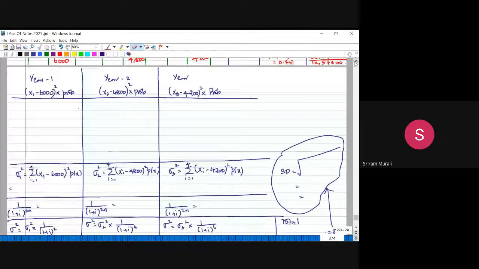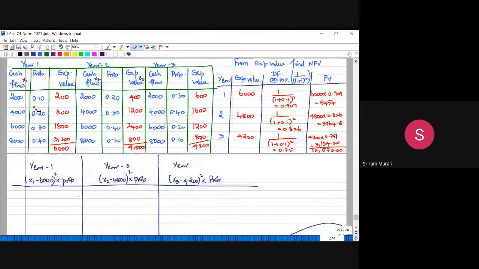What is the first year? It is 2,000 minus average, 4,000 minus average, 6,000 minus average, 8,000 minus average. In the same way, 2,000 minus 4,800, 4,000 minus 6,000, 8,000 minus. In the same way, the last one. X minus X bar, X minus X bar, X minus X bar. This is X1 minus X1 bar, X2 minus X2 bar, X3 minus X3 bar, like that. Please remember the formula.